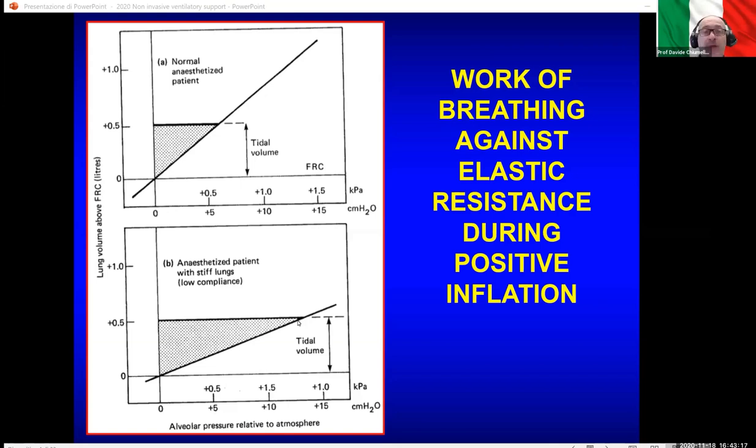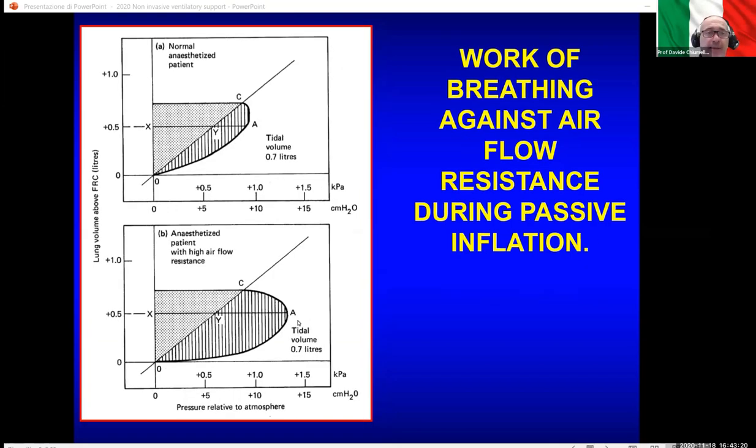Then we have another condition. The lung presents the same condition, but what changes is the resistance. This is a normal patient, and here is the pressure spent to overcome the resistance of the airway. In this case, for example, in asthma, we have to generate a higher amount of pressure to overcome the resistance, while the condition of the lung is the same.